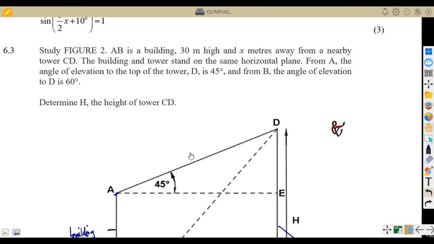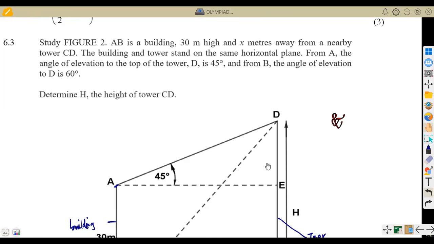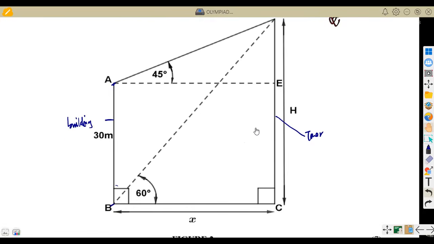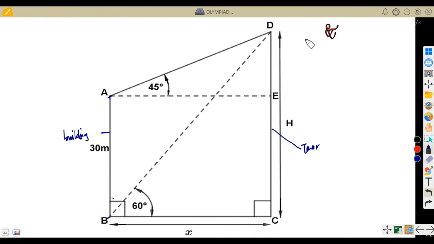The angle of elevation to the top of the tower is 45 degrees. That is this angle that we see from the building, looking at the top of the tower. And from B, it is 60 degrees. Looking at the same point, which is the point B here, from A the angle is 45 degrees, and from the point B, the angle is 60 degrees. So that's what we have from this diagram. I think you understand the diagram, guys, and the angles.